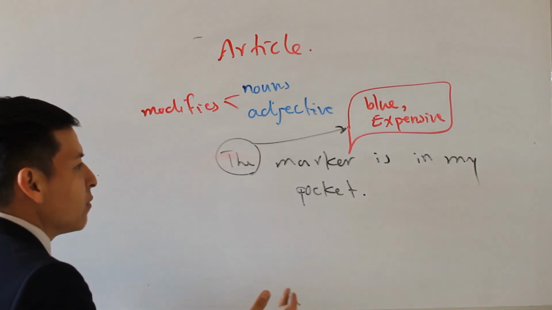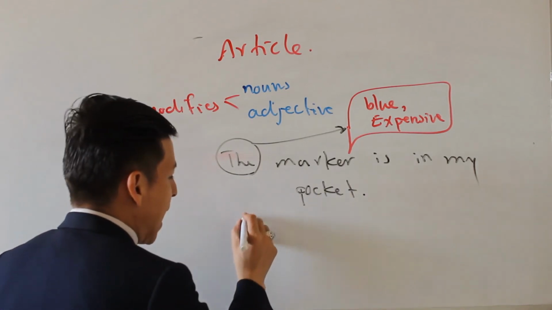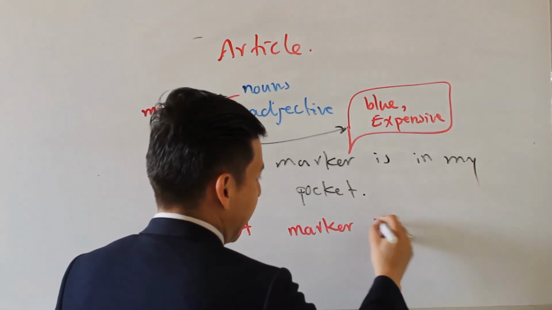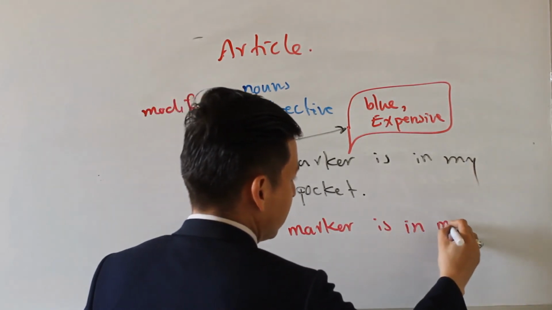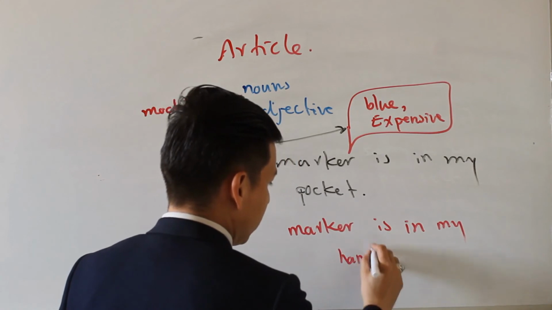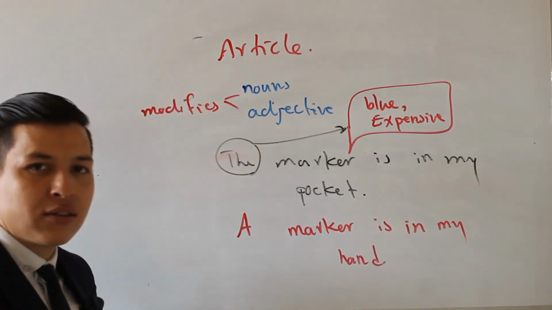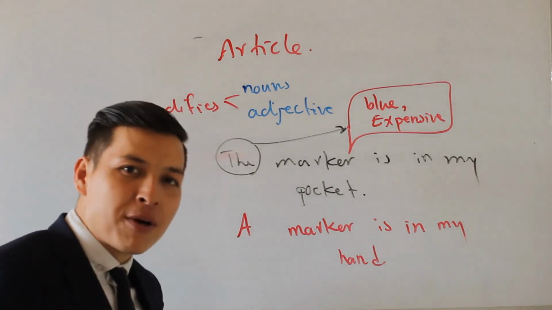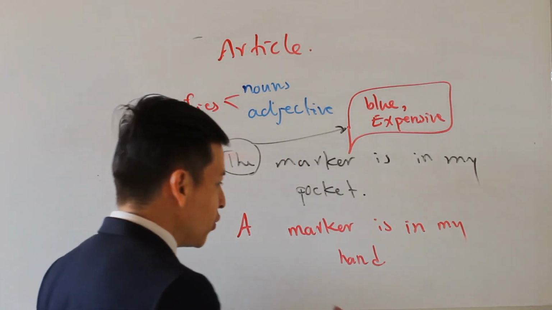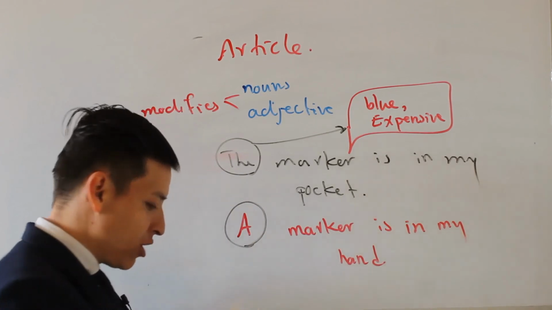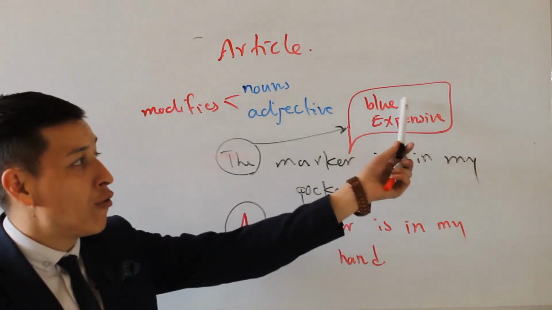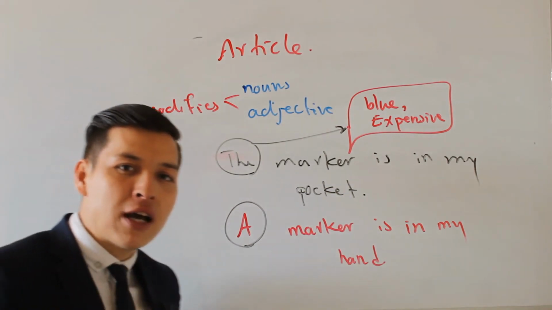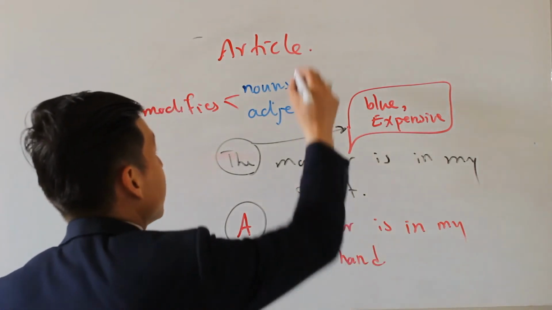So another one, if I say a marker is in my hand. A marker is in my hand. You didn't see that marker before, and you don't have any information about that. That is why I used a marker, because you didn't have that information about it. So that's why now we classify our articles into two categories.